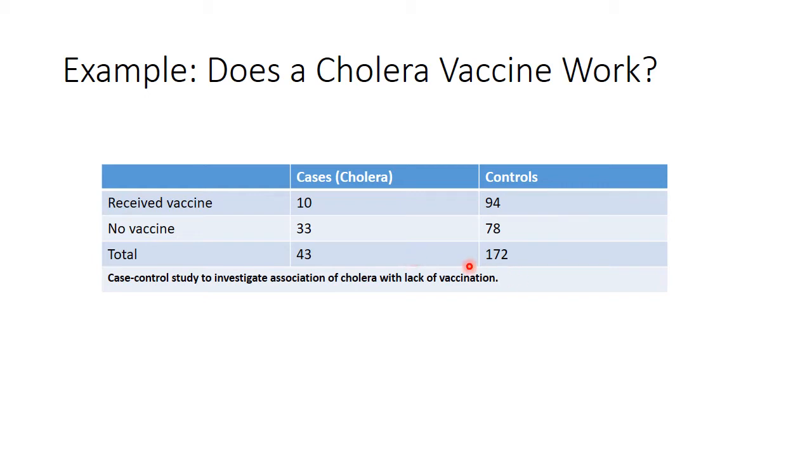We'll talk about that more later when we get to different types of study designs, but essentially just know that you typically have more controls than cases in a case control study. What we're going to see is that we divide the patients with cholera up based on their risk factor, and in this case the risk factor was whether or not they received the vaccine. Then we can look back at the controls and divide them up by whether or not they received the vaccine to see if there are any true differences here.